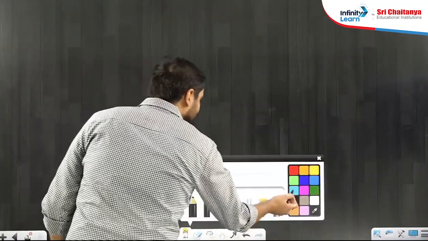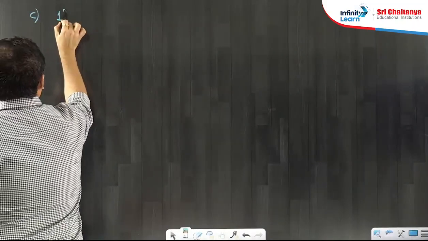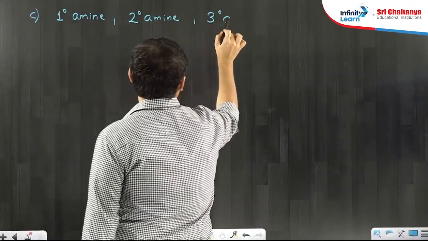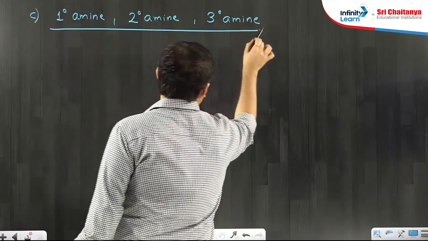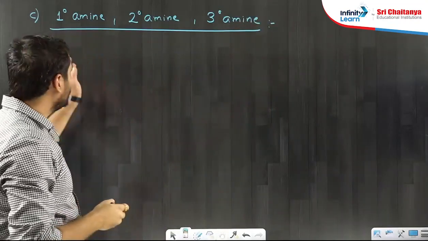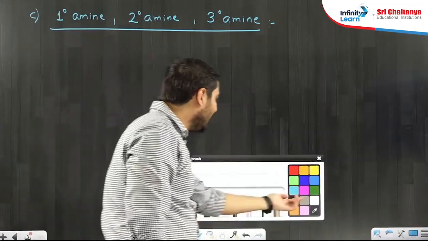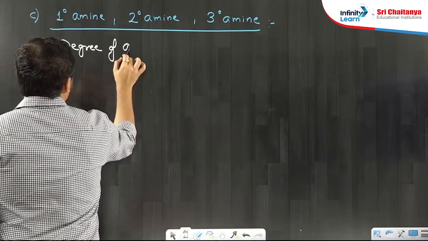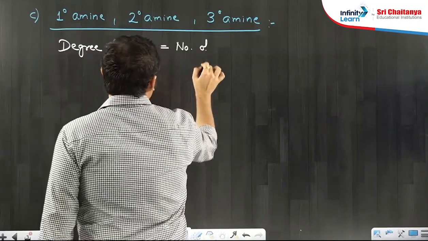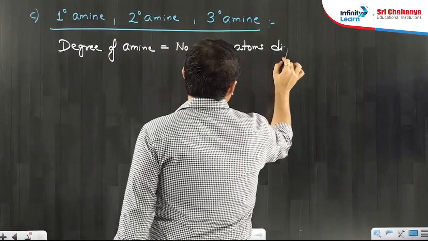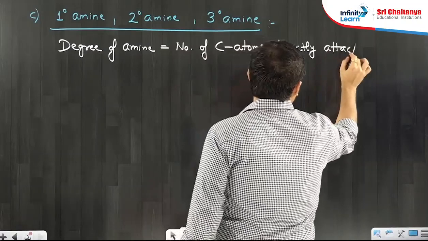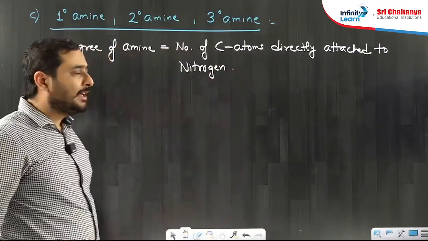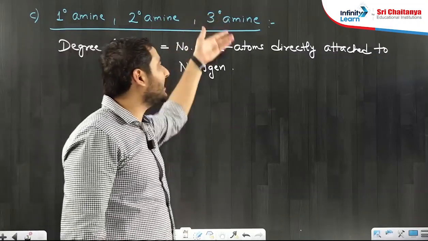Now if we move to the next, C part, it is primary amine, secondary amine and tertiary amine. I hope you have studied in the starting of nomenclature what the degree of amine is, what the degree of amide is, and the degree of alcohol. So if I write again, the meaning of degree of amine is equal to the number of carbon atoms directly attached to nitrogen. If nitrogen is directly attached to 1 carbon atom, then it is primary. If it is attached to 2 carbon atoms, secondary. If it is attached to 3 carbon atoms, then it is tertiary.